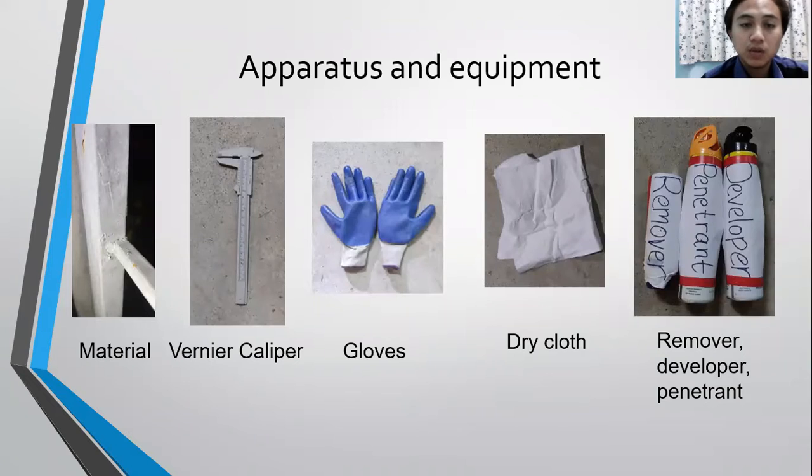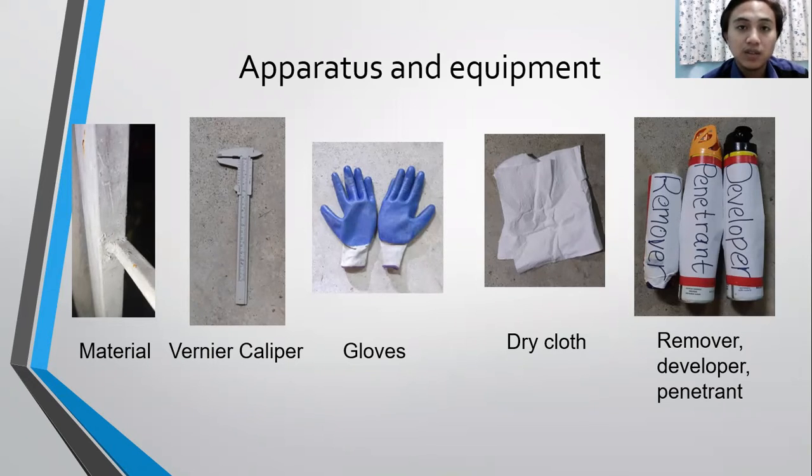Okay, my name is Ahmad Munawi. I want to tell about our apparatus and equipment for the dye penetrant testing. The first material is the specimen itself. For our specimen, we chose a house fan at our rented house. And the second one is a vernier caliper. The vernier caliper is used to measure the depth of the flaw and defect on the specimen.